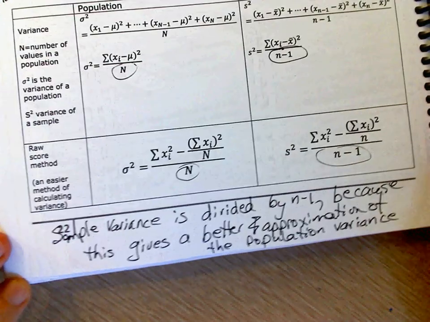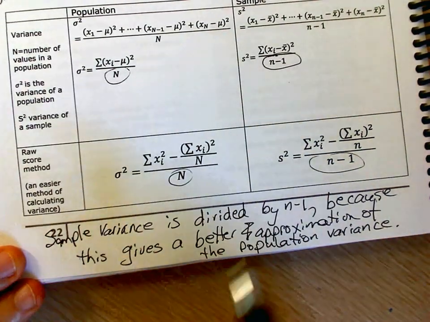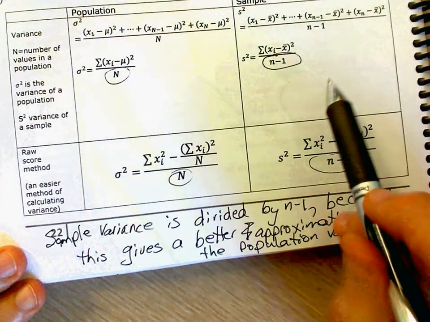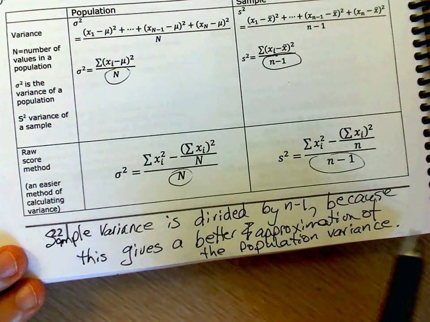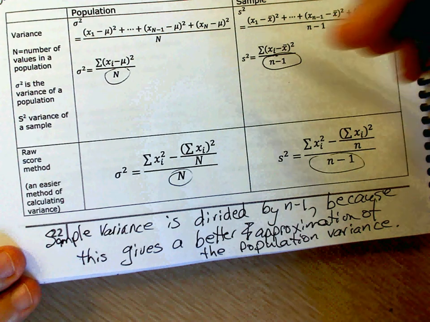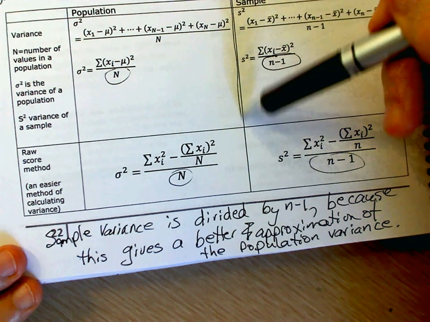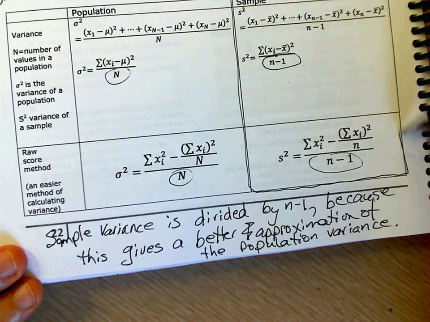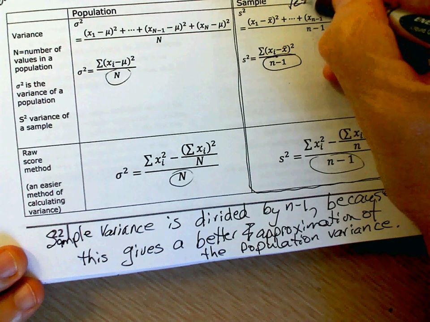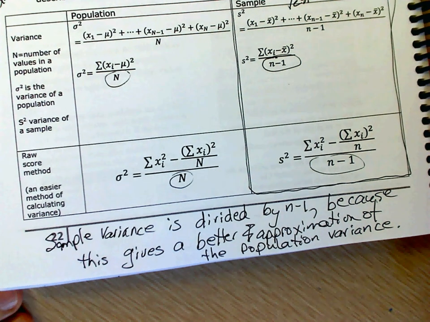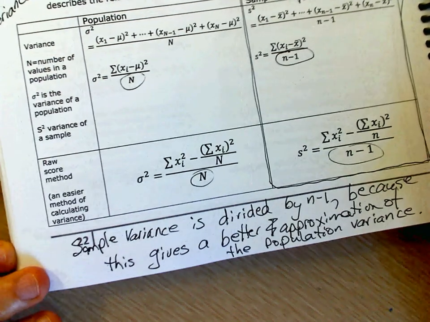Okay, so sample variance is divided by n minus 1 because it gives us a better approximation of the population variance. So just like for mean, these are the formulas I'm looking for. This is what I'm going to test for. So what are they calculating here?